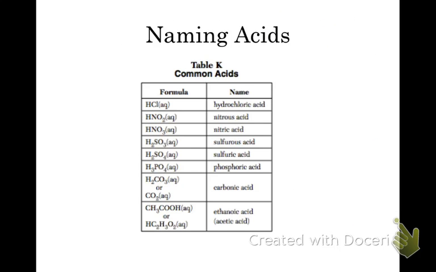And the last little part here is if we have acid. So if anything ends in the name acid, come over to Table K. Table K has HCl, hydrochloric acid, HNO2, which is nitrous acid, HNO3, we added one more oxygen, we changed it to nitric acid, and so on and so forth. So if it ends in acid, use Table K.